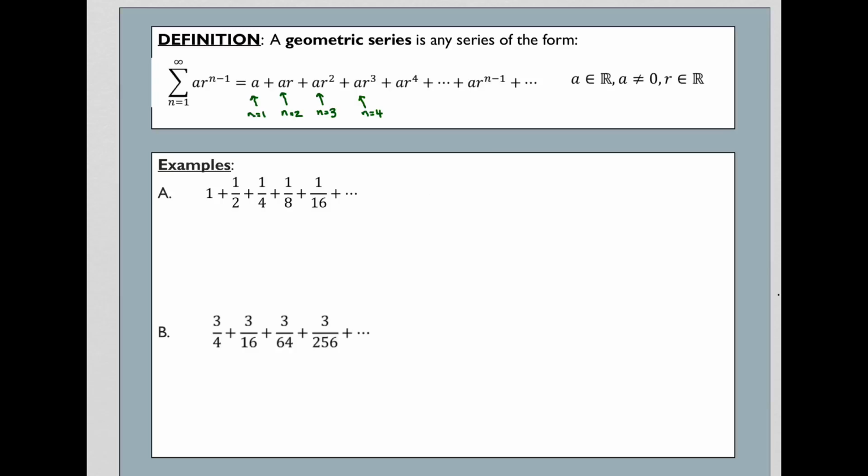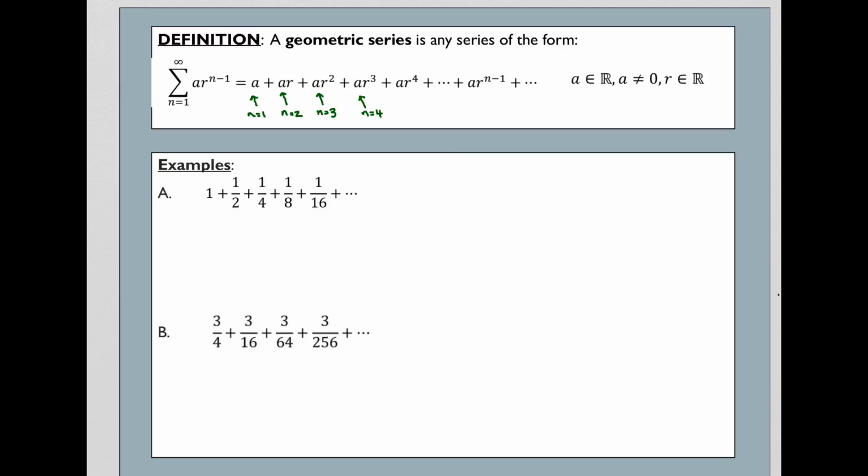Okay, so there's a pattern that develops. The first term is a, but then sequentially after that, each term gets multiplied by a value r. This should look a little familiar. We finished our discussion not long ago of geometric sequences. And geometric series are very similar to sequences, except we've got this infinite summation going on. All right, so let's look at this pattern: 1 plus 1/2 plus 1/4 plus 1/8 plus 1/16.